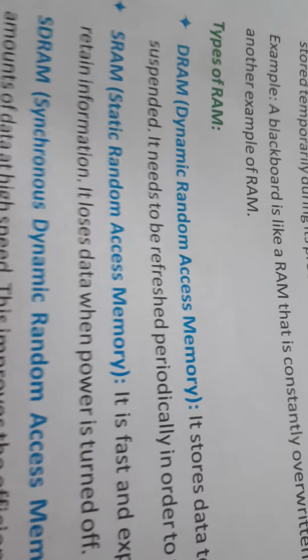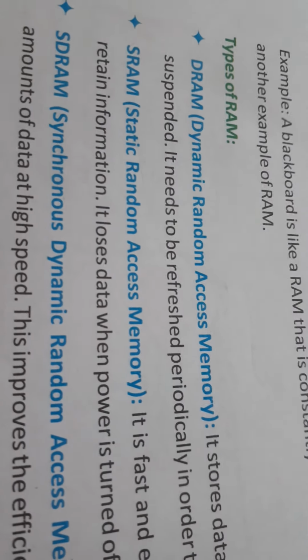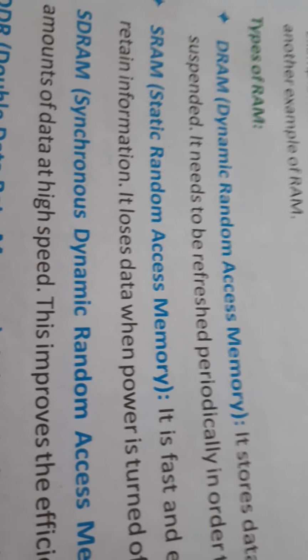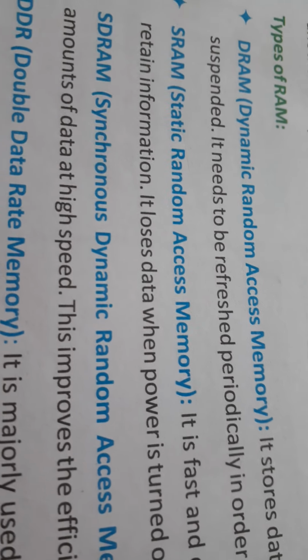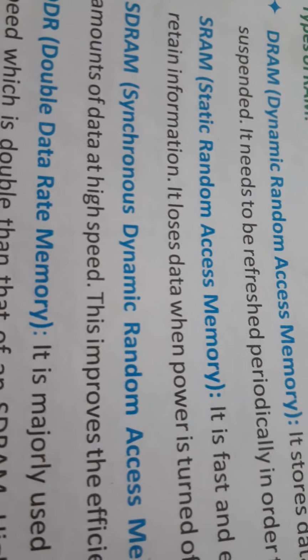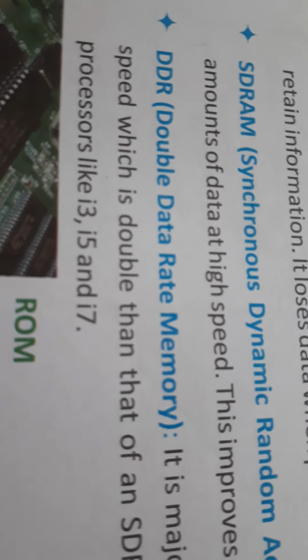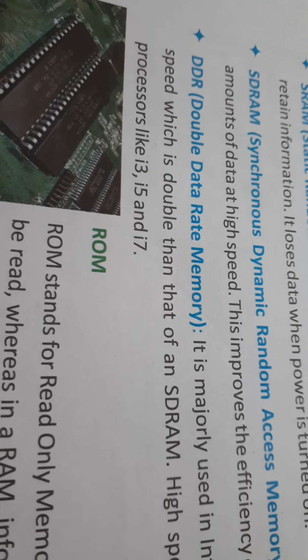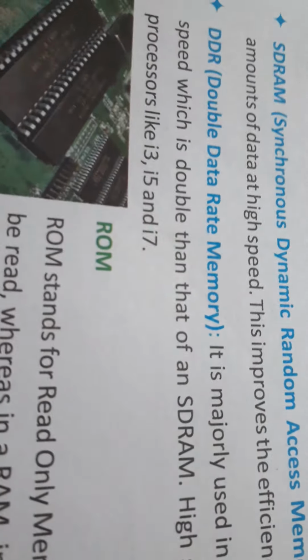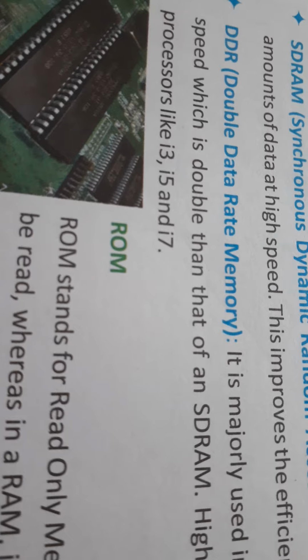There are different types of RAM like DRAM, dynamic random access memory, SRAM, static random access memory, and SDRAM, synchronous dynamic random access memory. Nowadays we are using DDR, double data rate memory. It shows the speed of the RAM. Basically it is used in i3, i5 and i7 processors.